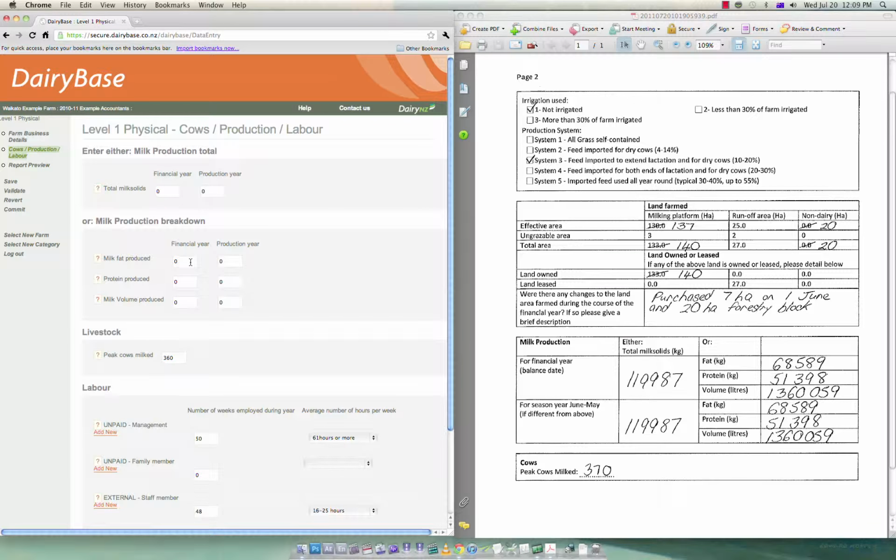Okay, once we have that information, you can either select to enter the milk production totals, so in this case it would be the 119987, or the breakdown. If you have the breakdown, that is preferable for us, so it gives us further analysis. And we just enter that information in. So in this case, the farmer's production year and his financial year were one and the same.